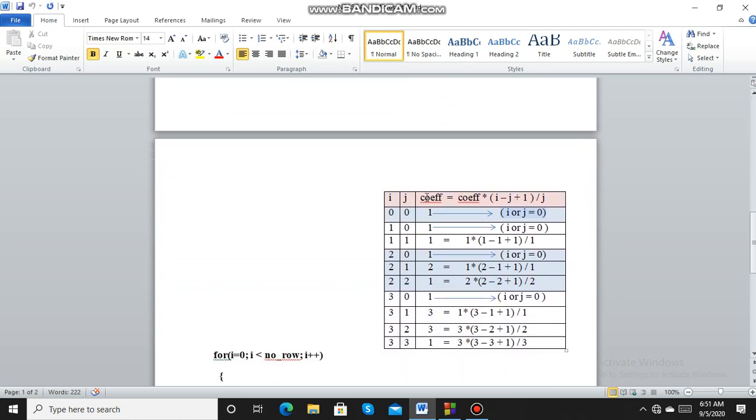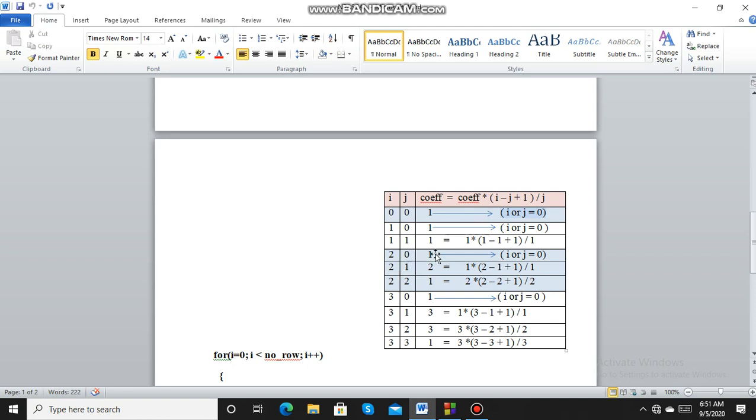Now here this is the formula for calculating the coefficients. Whenever the value of i or j, any one of them, is 0, the coefficient is 1. So here in the first case i is 0, j is 0, coefficient is 1. Here j is 0, coefficient is 1.